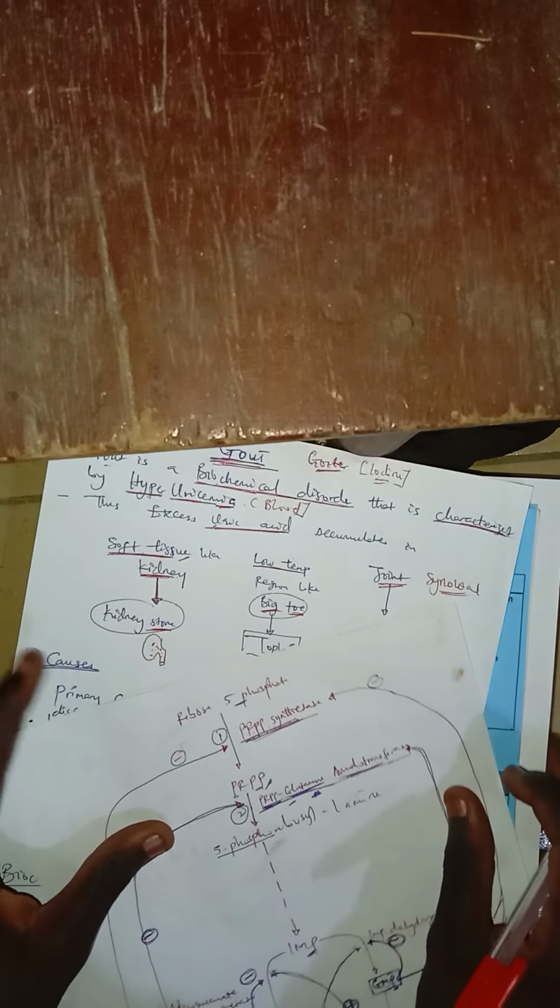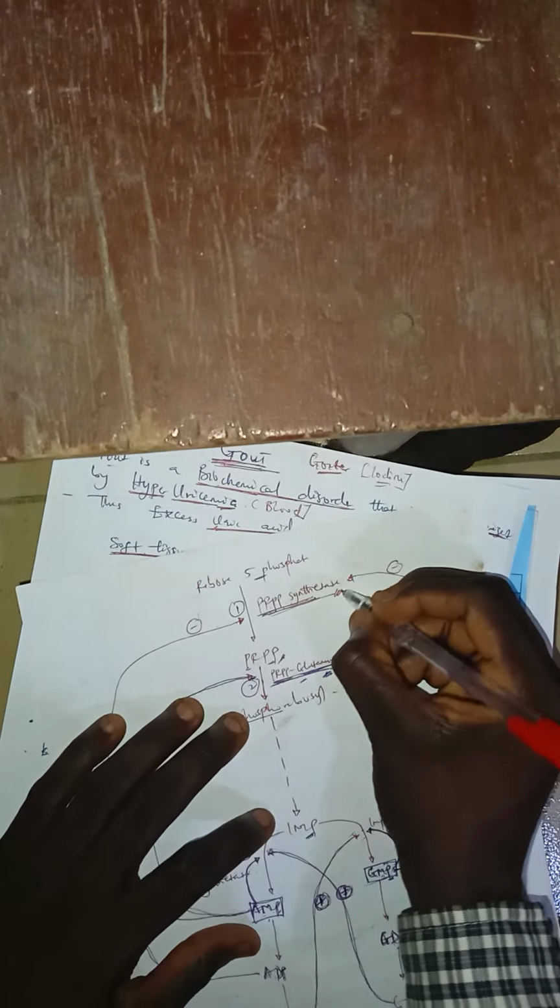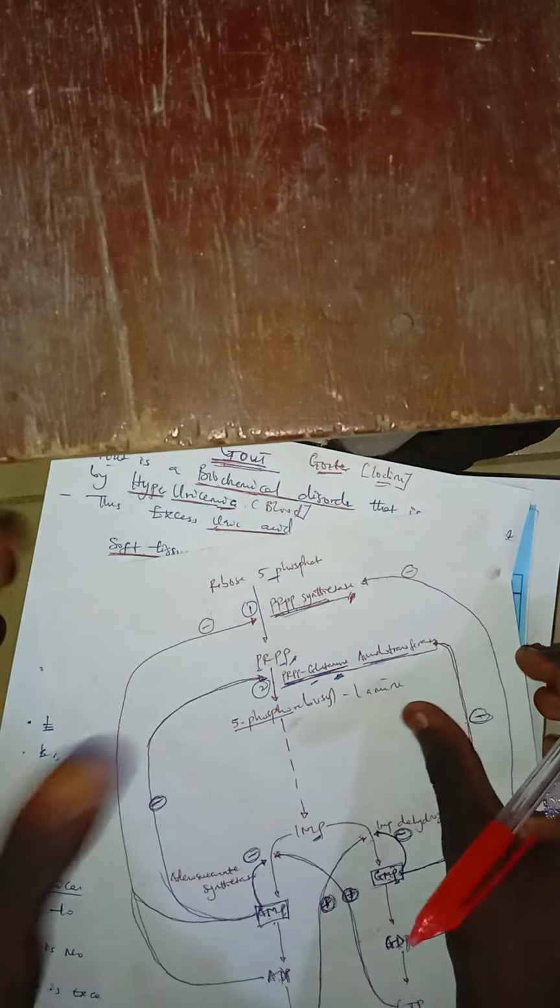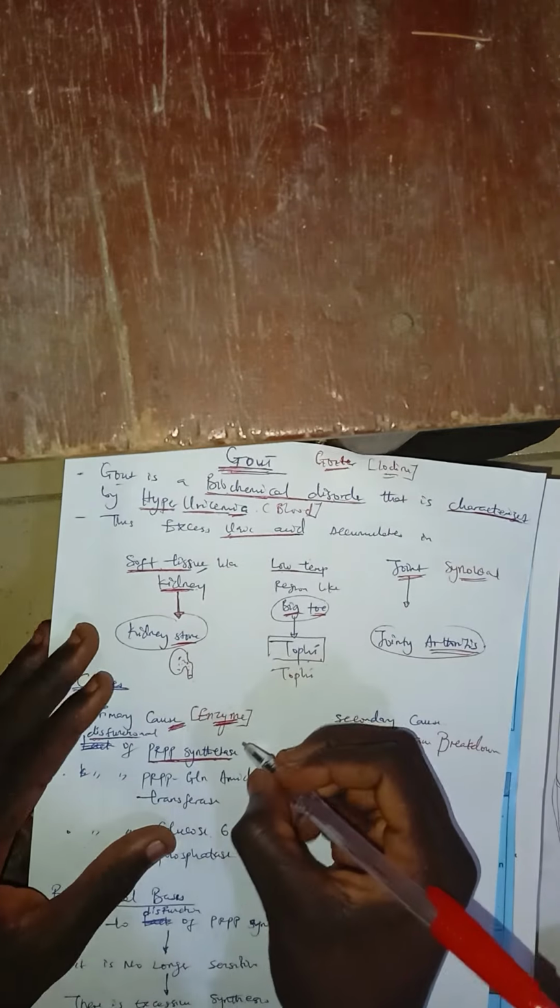Let me see if I can see my blue biro. Try to get the main gist. Basically, just take note, if this enzyme, PRPP synthetase, is defective, the person will come down with primary gout. Again, the second enzyme there, PRPP glutamine amidotransferase. If this enzyme is also defective, the person will also come down with primary gout.